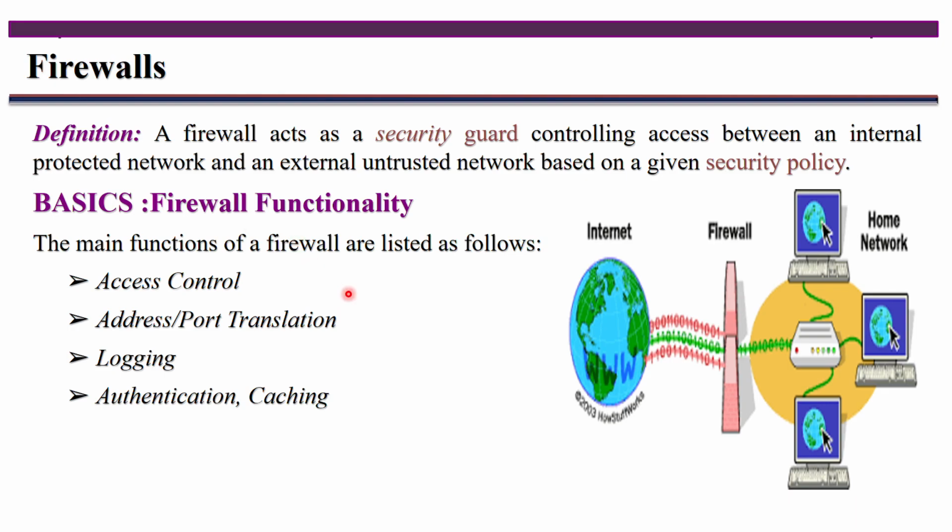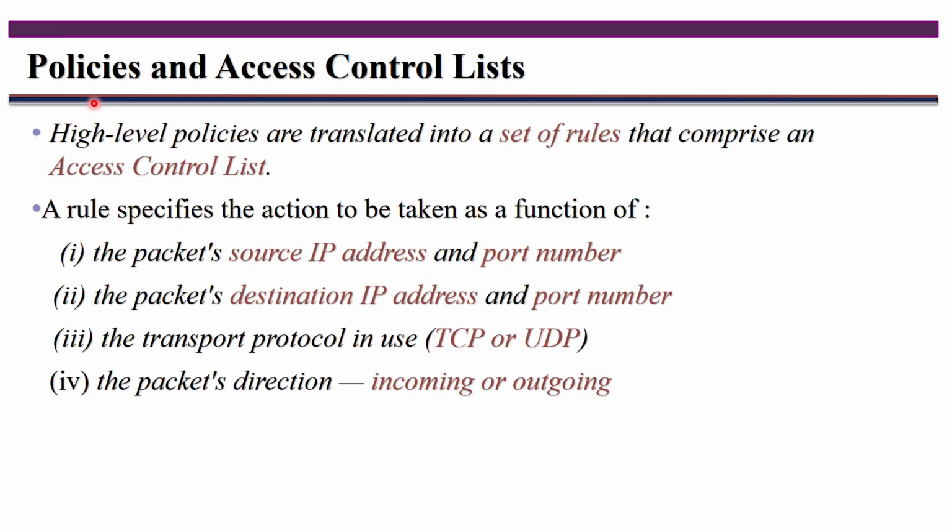Is it clear? Okay. Next one is policies and access control list. Here, a set of rules. As I told earlier, the firewall works as a security guard based on what? Security policies. So first you have to set up the security policies, and based on those security policies only your firewall provides the security here. And those sets of rules we call an access control list. In this access control list, you will get the set of rules here.